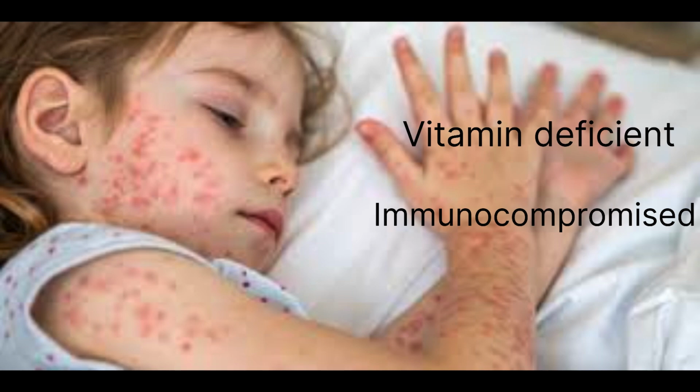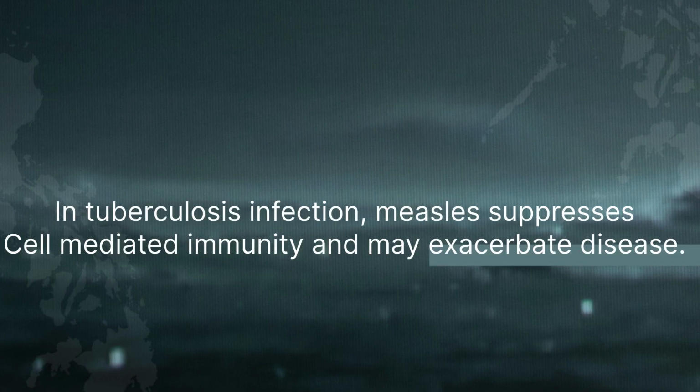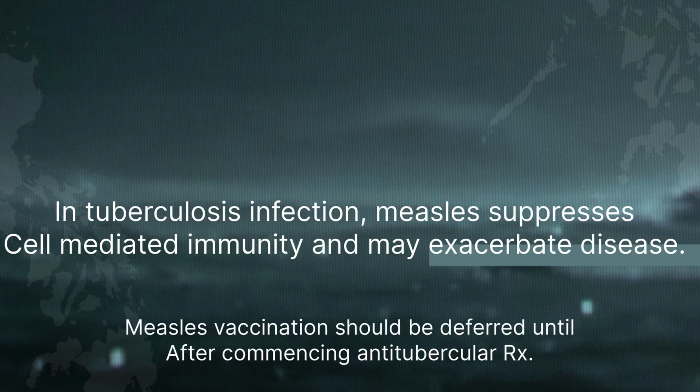Measles is a serious disease in malnourished, vitamin deficient, or immunocompromised patients, in whom the typical rash may be missing and persistent infection with giant cell pneumonitis or encephalitis may occur. In tuberculosis infection, measles suppresses cell-mediated immunity and may exacerbate disease. For this reason, measles vaccination should be deferred until after commencing anti-tuberculous treatment. Measles does not cause congenital malformation but may be more severe in pregnant women.